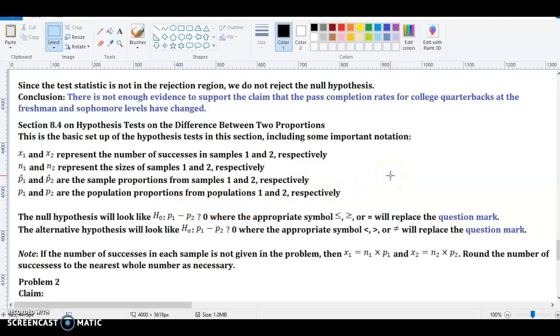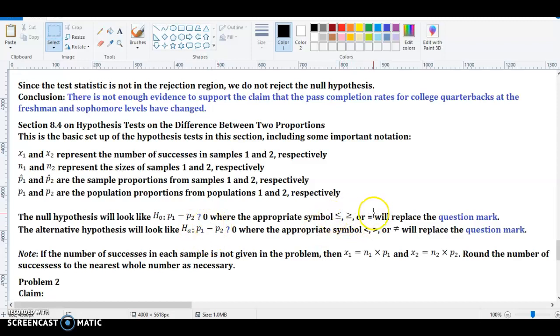So when we do hypothesis tests for one proportion or two proportions, remember we are studying or looking at the proportion or percentage of a sample or population that has a certain characteristic or who hold a certain belief. Okay, so the null hypothesis will look as follows, right? So P1 minus P2, the difference between the population proportions, will either be less than or equal to, greater than or equal to, or equal to 0.